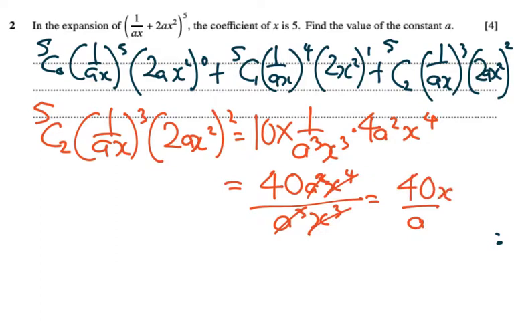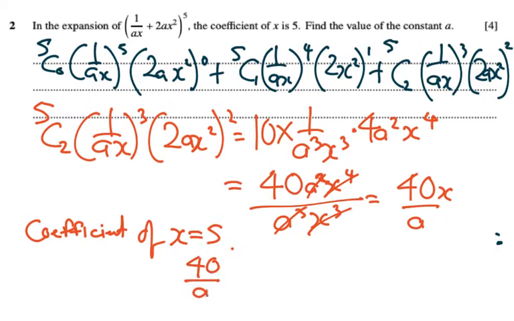Okay, so the coefficient of x equals 5. So 40 over a equals 5. From here we know a equals 40 divided by 5, which is positive 8.